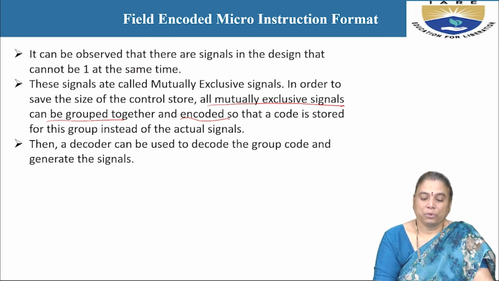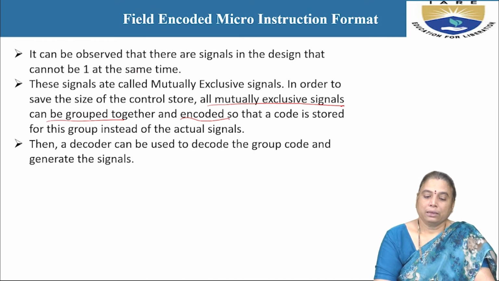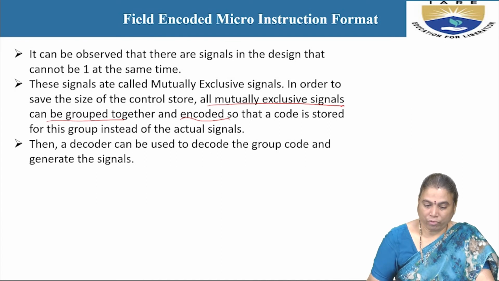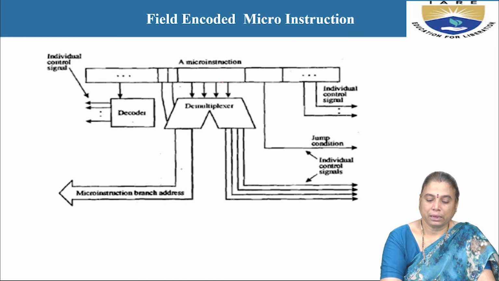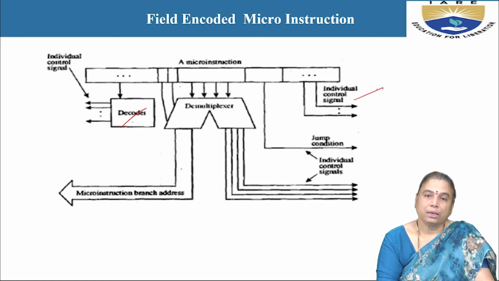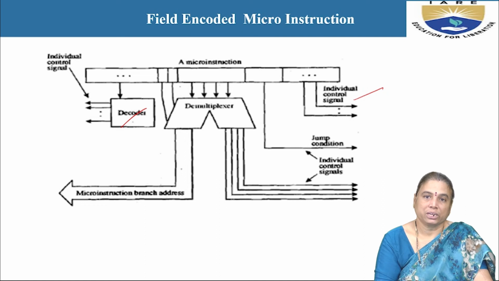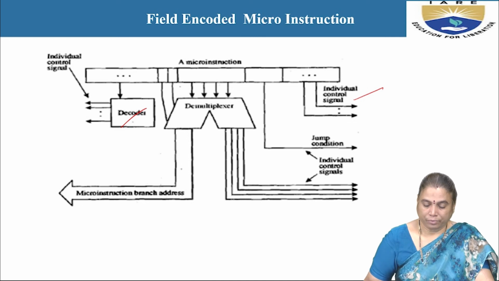So here, the mutually exclusive signals can be grouped as one and can be encoded in the field encoded micro instruction format. So here a demultiplexer can be used, and the micro operations which can be applied on the one can be decoded here. The remaining one-to-one individual control signals can be executed. So in short, the field encoded micro instruction can be a combination of vertical and horizontal micro instruction formats. So these are the three types of micro instruction formats.